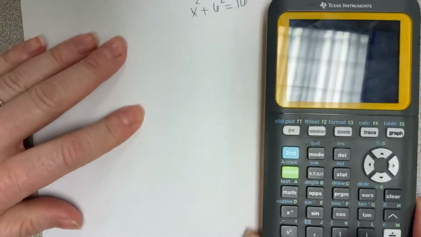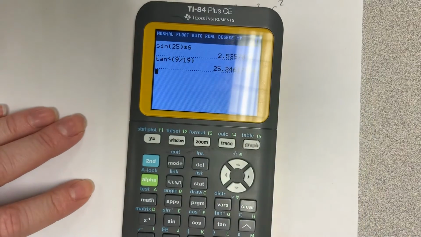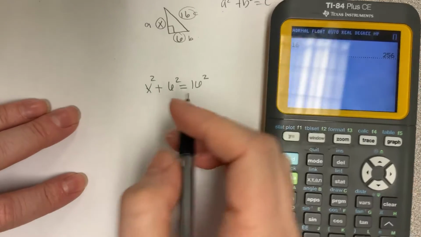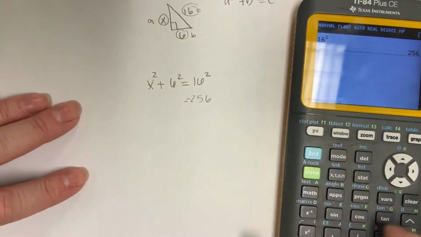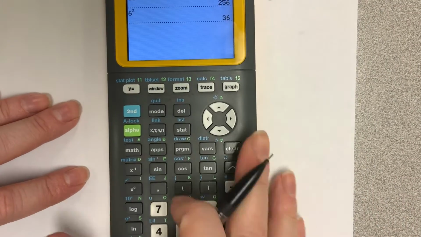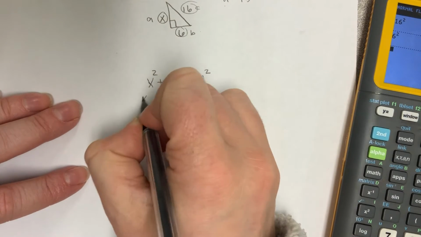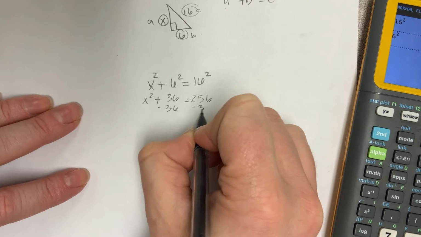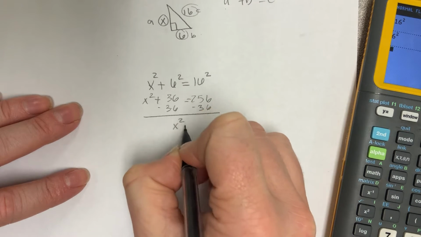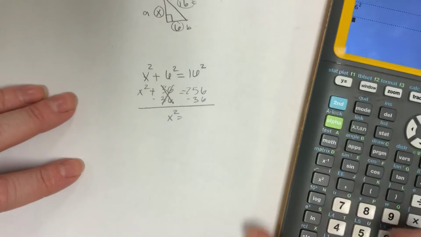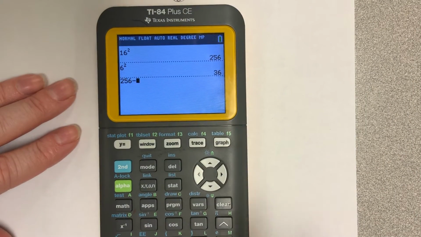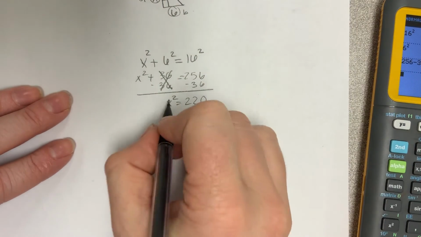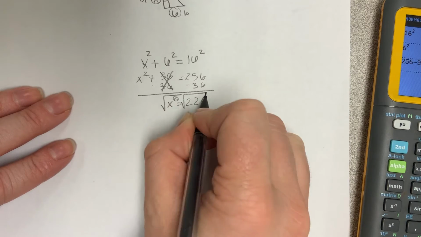The first thing we want to do is square all of those in our calculator. 16 squared is 256, and 6 squared is 36. So x squared plus 36 equals 256. Let's subtract 36 from both sides. This cancels out, so we're left with 256 minus 36, which is 220. So x squared equals 220, and to get rid of this square, we simply square root both sides.